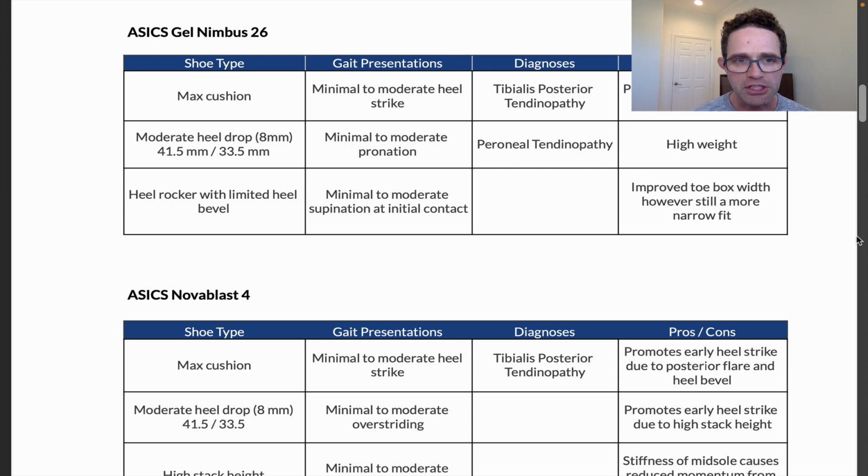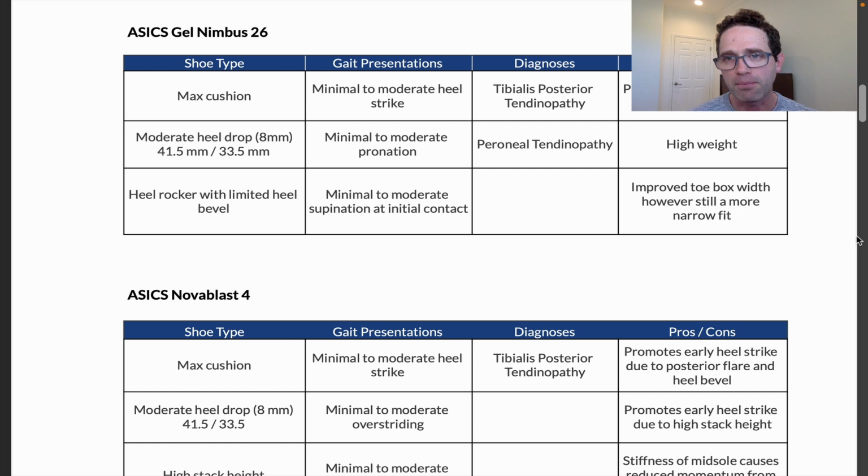However, we are still concerned. We don't have a lot of stability here. We do have a decent amount of cushion, so minimal to moderate is a little more appropriate here. Tibialis posterior tendinopathy would be appropriate, and peroneal tendinopathy would be appropriate for these shoes as well.